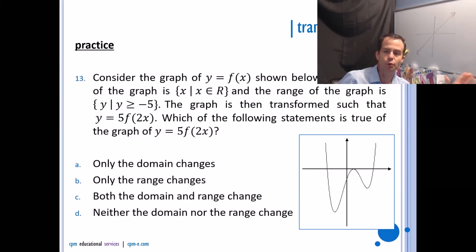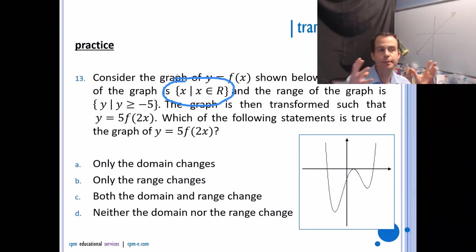Now I'm doing both a horizontal and a vertical item here. I'm doing a horizontal stretch of 1/2. I'm doing a vertical stretch of 5. So that should affect both the domain and range. The trick to this guy, though, was in your domain. Your original domain is x as a member of the reals. Taking x as a member of the reals and multiplying it by 1/2 is still going to give you x as a member of the reals, right? Infinity times 1/2 is still infinity. So in this one, it's only the range that changes.